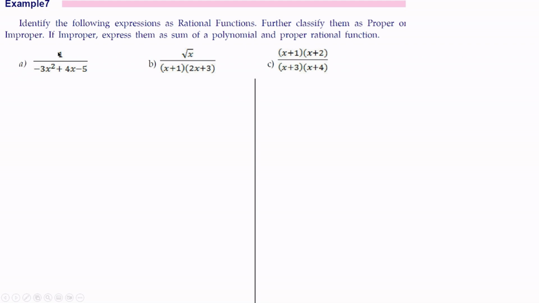So here the first subdivision is 1 by minus 3x square plus 4x minus 5. So numerator, it is constant function. It is also a polynomial function with degree 0. So here the degree of the numerator is 0 and in the denominator it is 2. So it is a proper rational function.